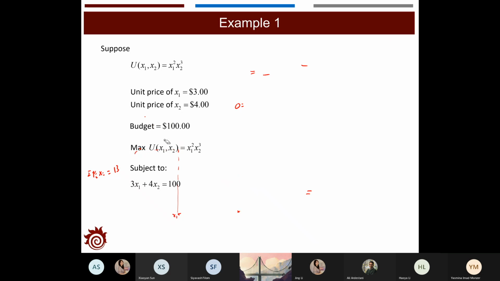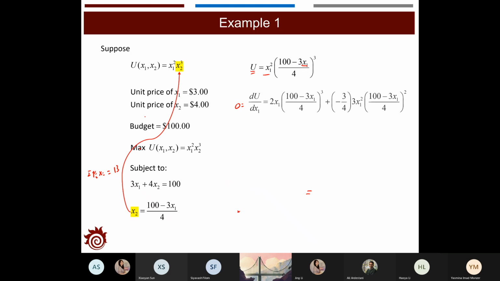Okay, so that's the first simple example about how to get the optimal solutions with the budget constraints.